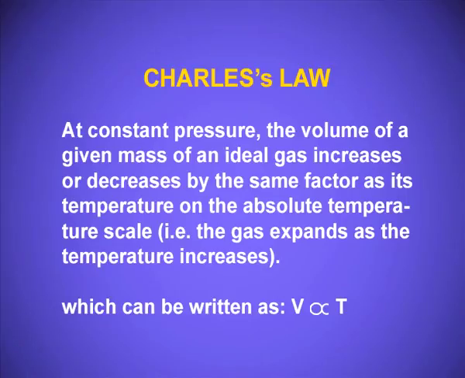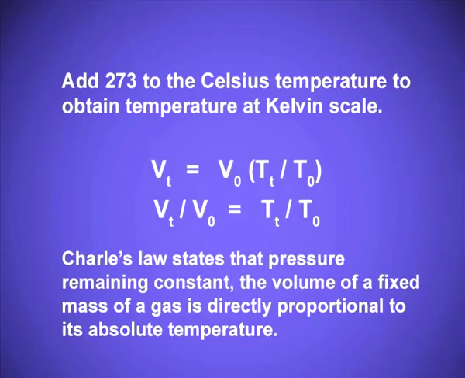At constant pressure, the volume of a given mass of an ideal gas increases or decreases by the same factor as its temperature on the absolute temperature scale, that is, the gas expands as the temperature increases, which can be written as volume directly proportional to temperature. Directly proportional means as the temperature increases, volume will also increase. Add 273 to the Celsius temperature to obtain temperature on the Kelvin scale.